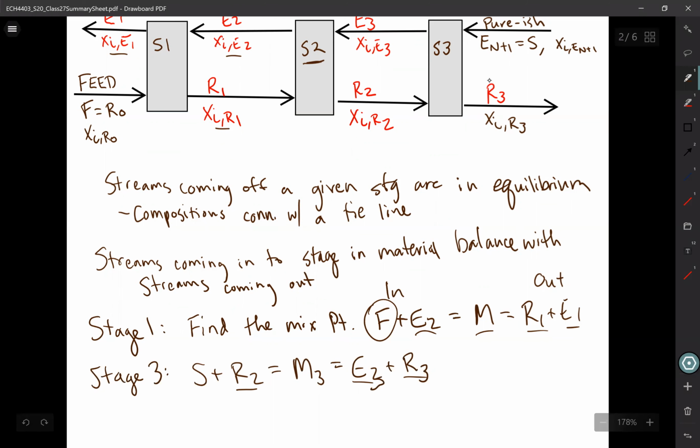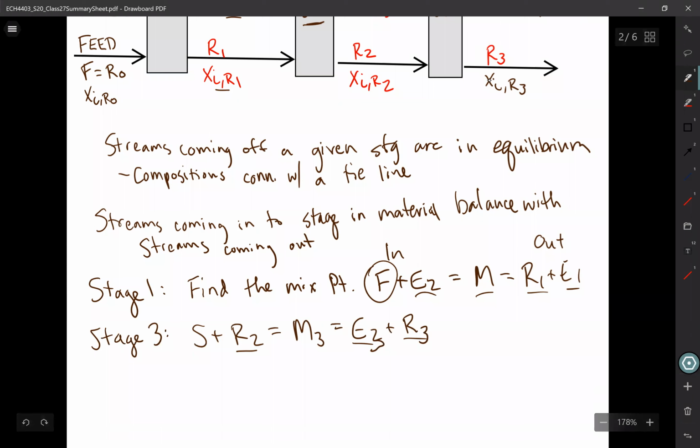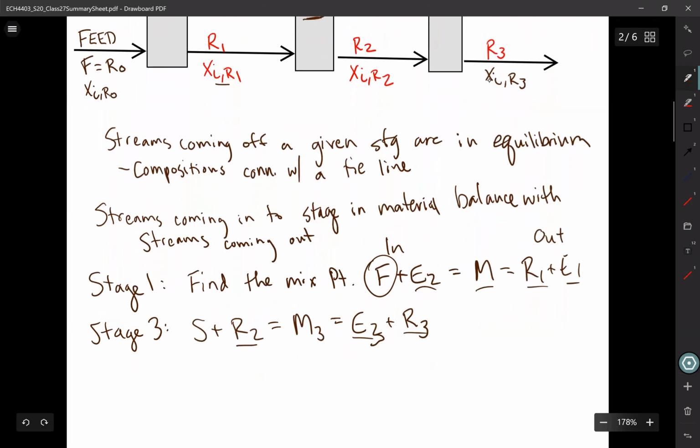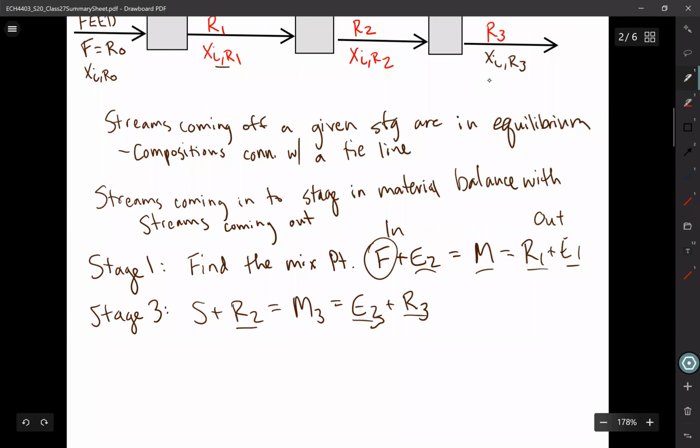But then what I could say is that, well, since I know the composition of the third raffinate stream, I could say that that is in equilibrium with the third extract stream. So I could try to do that, and I'll show you what that would look like on the equilibrium diagram. So I'm going to pause quickly.